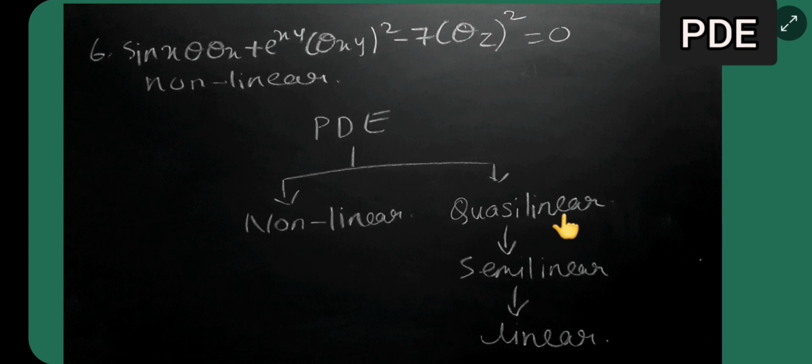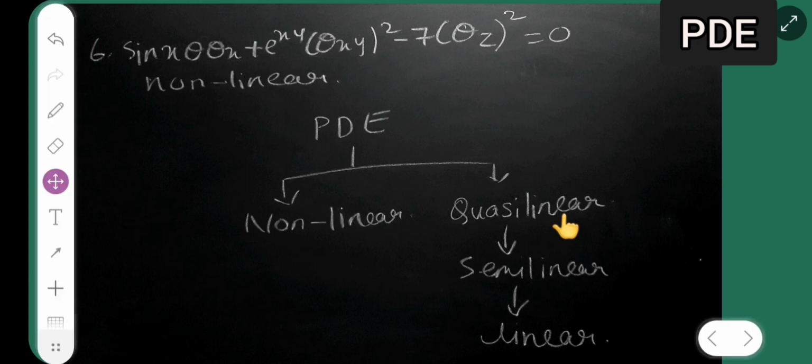So I have given you all the definitions. A PDE is said to be quasi-linear if the derivatives of the highest order which occur in the equation are linear. At that time it is quasi-linear. Now, a quasi-linear PDE is said to be semi-linear if the coefficients of the highest order derivatives do not contain either the dependent variable or its derivative. A semi-linear PDE is said to be linear if it is linear in the dependent variable and its derivative. And a PDE which is not quasi-linear is said to be non-linear.